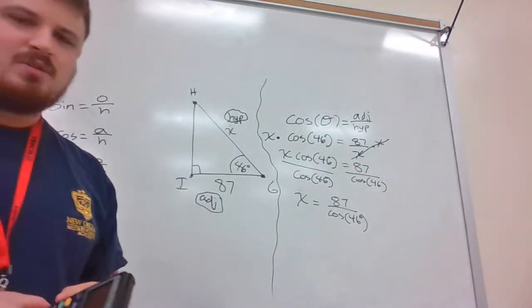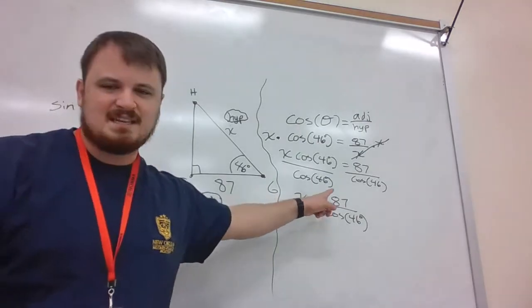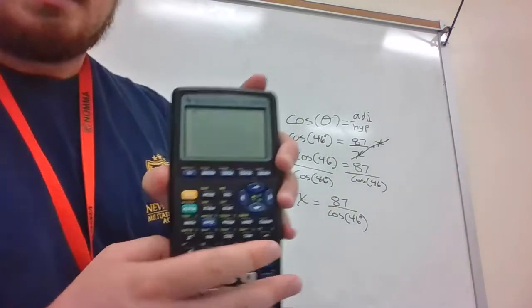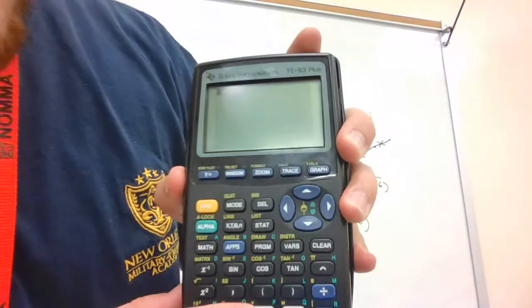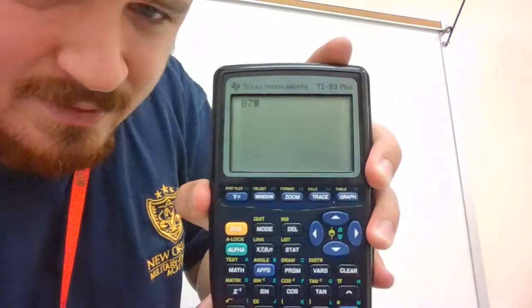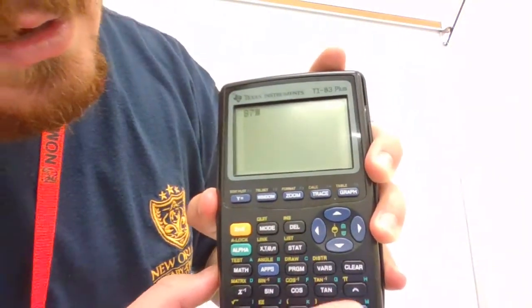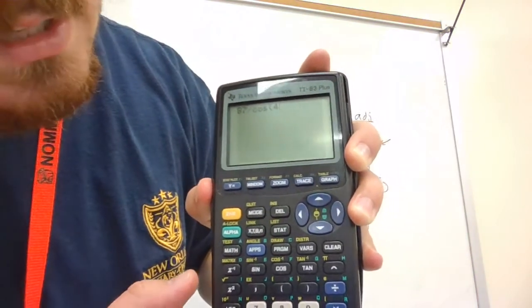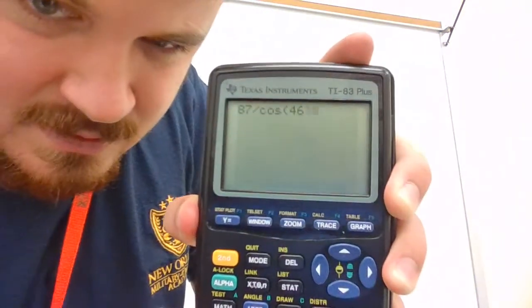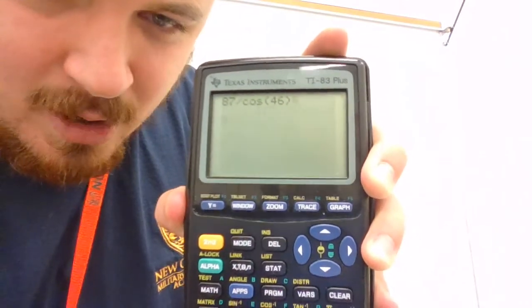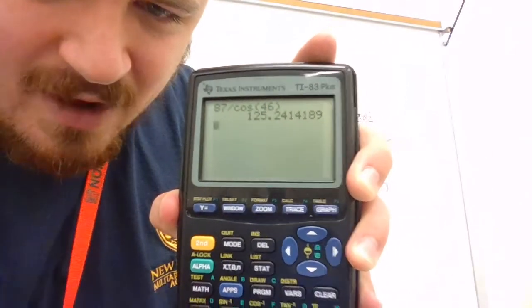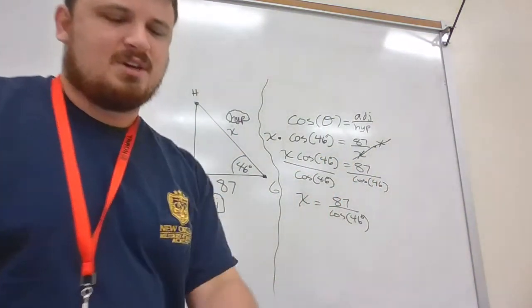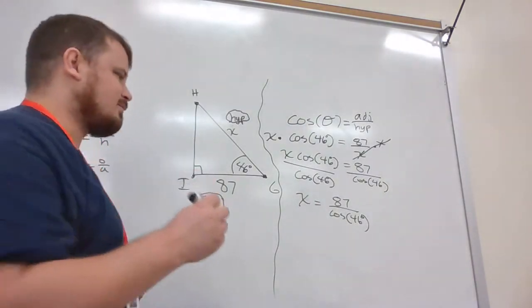So now that we do that, we just need to figure out 87 over cos 46. So on the calculator, we're going to do 87 divided by cos 46. Okay? And it's in degree mode, so it'll work out. So we get 125.2. For this assignment, it tells you to round to the nearest tenth. So we'll just say 125.2.